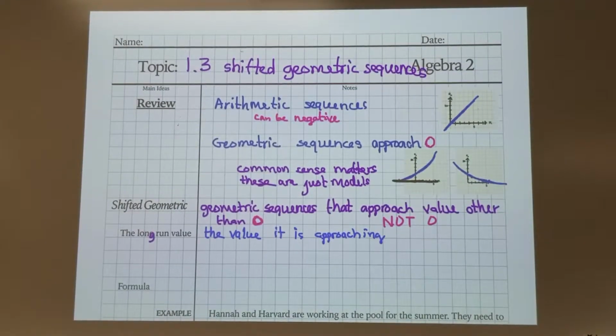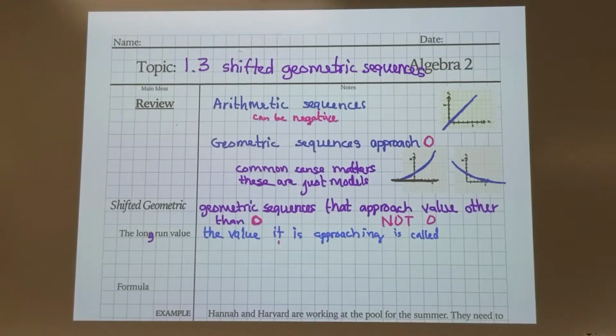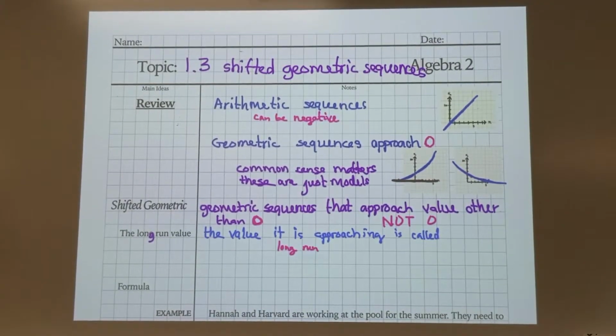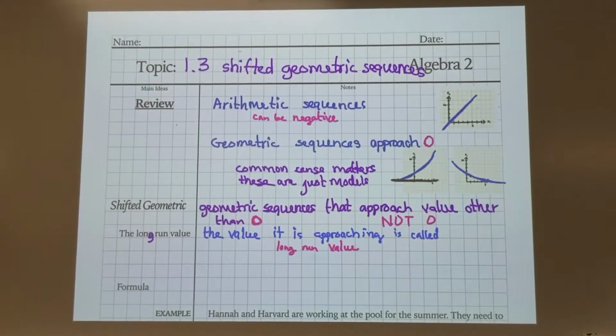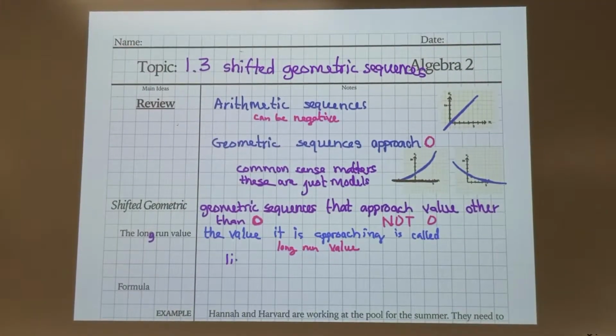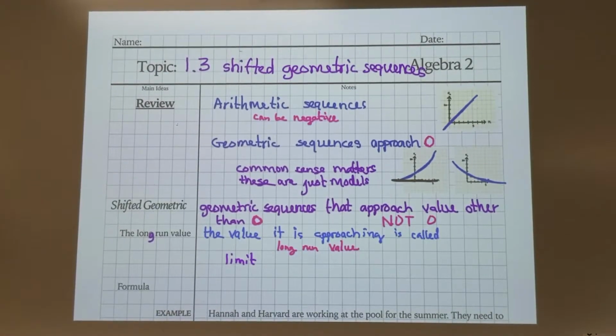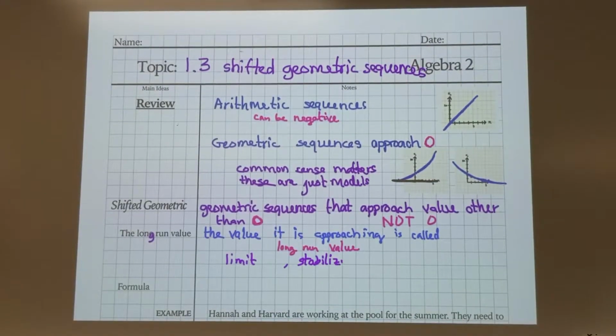The value it is approaching is called the long run value. We have some other names for it. It's referred to as a lot of different things, but long run value, sometimes it's called the limit. Sometimes it's called the break or the stabilizing point. The part where it starts to even out.